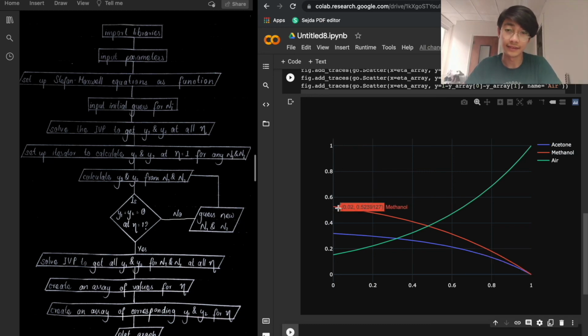We can see that the mole fractions of methanol and acetone are decreasing all the way to 0 when it gets to the top of the Stefan tube, and meanwhile the mole fraction of air is increasing all the way up to 1. So yeah, we've reached the end of our problem.